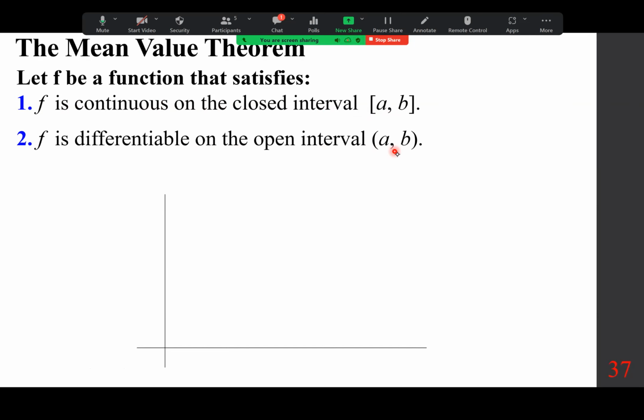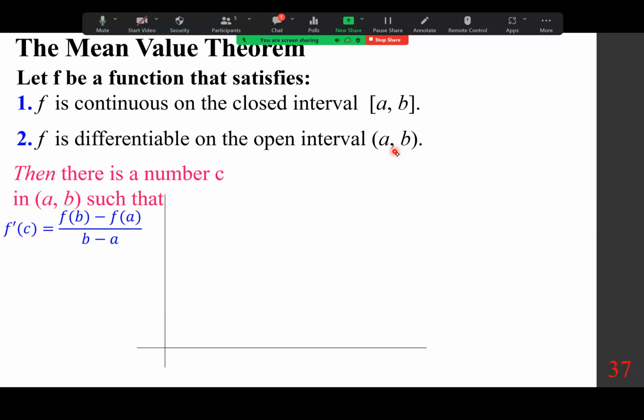So far, just like before, we don't have the third part as we had in the Rolle's theorem. In the Rolle's theorem, the third part says f of a must be equal to f of b. We don't have it here. Then there is a number c in the interval of a to b such that f prime is f of b minus f of a over b minus a.